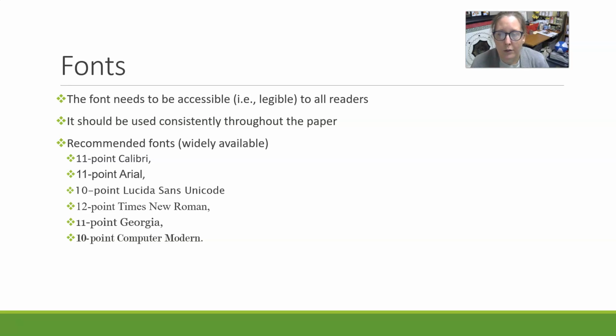So the recommended fonts that are widely available are 11 point Calibri, 11 point Arial, 10 point Lucida Sans Unicode, 12 point Times New Roman, 11 point Georgia, and 10 point Computer Modern. And so the 11, 10, 12, those are the font sizes, and then the name of the font is what's listed. I put each one here listed in its font so you can kind of see the difference between them. They're not exactly in the right size, otherwise it really wouldn't be readable or well seen on this PowerPoint slide.